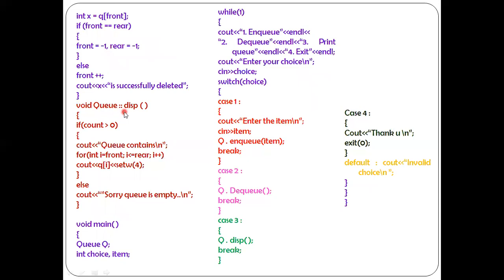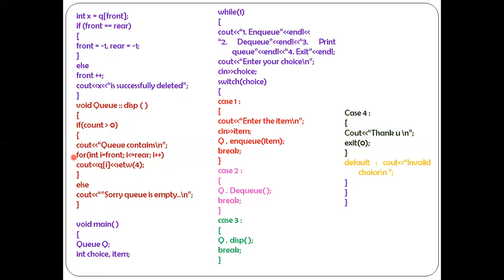Q is the class name and the double colon is called the scope resolution operator. Display is a member function. What exactly does count contain? 2, because we have inserted 2 elements, 10 and 20, total elements 2. Is 2 greater than 0? Yes, it is true. True means "Q contains" will print as it is, because that is written under double quotation.